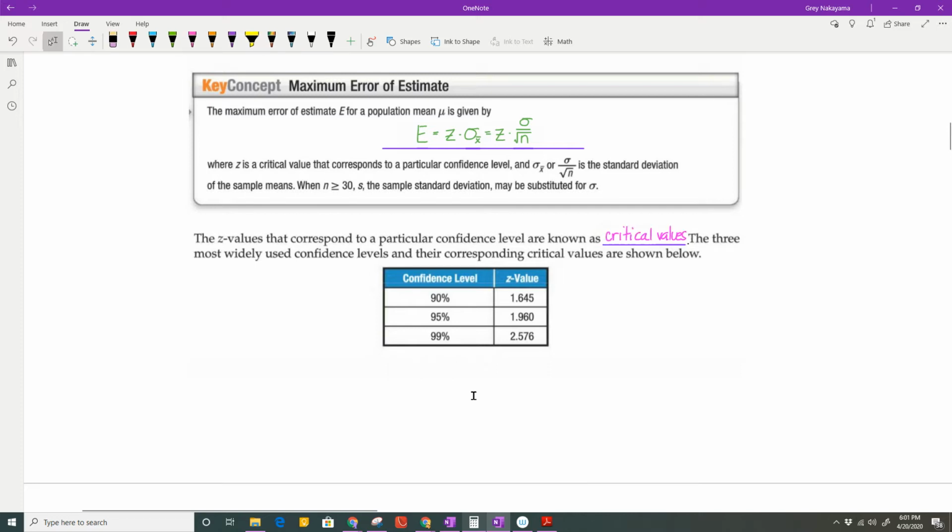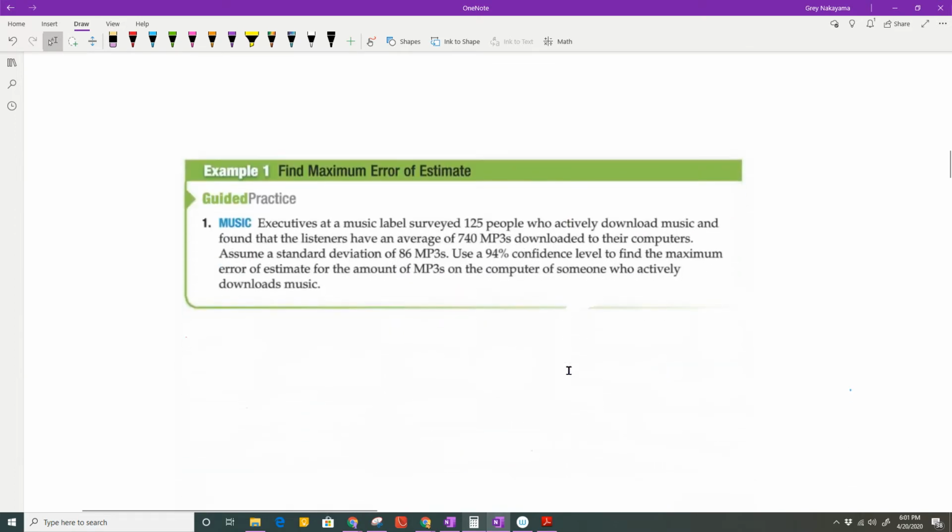And the Z values that correspond to the confidence level are called critical values, and that's these numbers. I'll tell you at the very end, so you've got some notes, how to get this number using your statistics calculator instead of looking at a Z chart. Okay, so let's go do a problem.